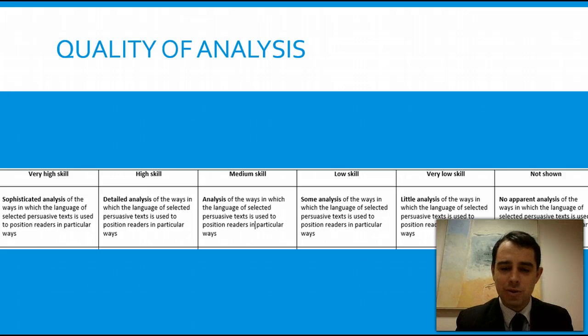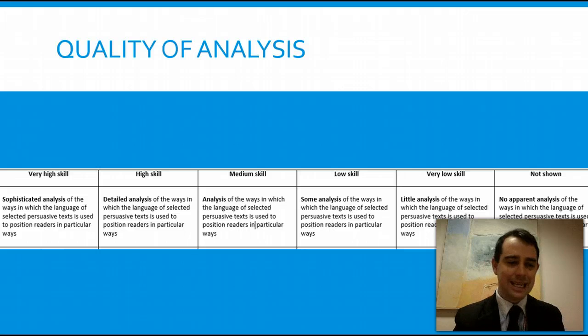So in the medium skill you've got simple analysis. Might be a bit vague, but what you've got there is simply to say that it is mostly consisting of analysis of ways in which the language of selected persuasive text, they're already given to you, is used to position readers in particular ways.